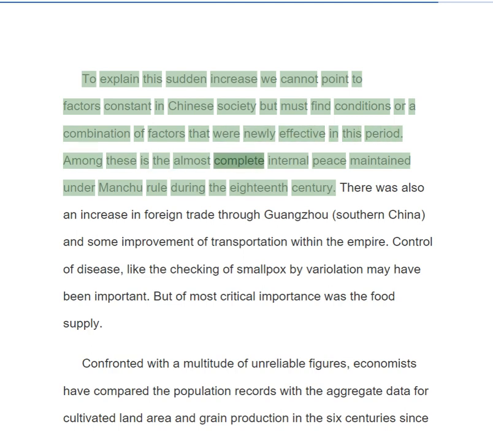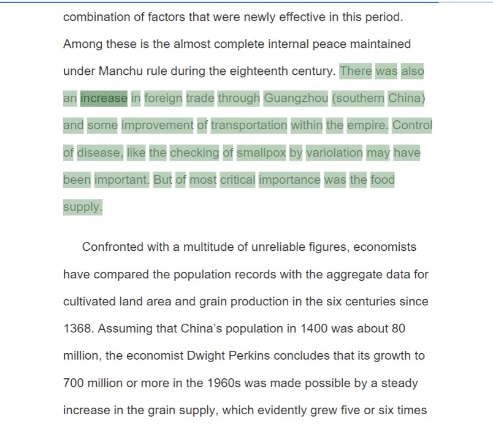Among these is the almost complete internal peace maintained under Manchu rule during the 18th century. There was also an increase in foreign trade through Guangzhou and some improvement of transportation within the empire. Control of disease, like the checking of smallpox by variolation, may have been important. But of most critical importance was the food supply.